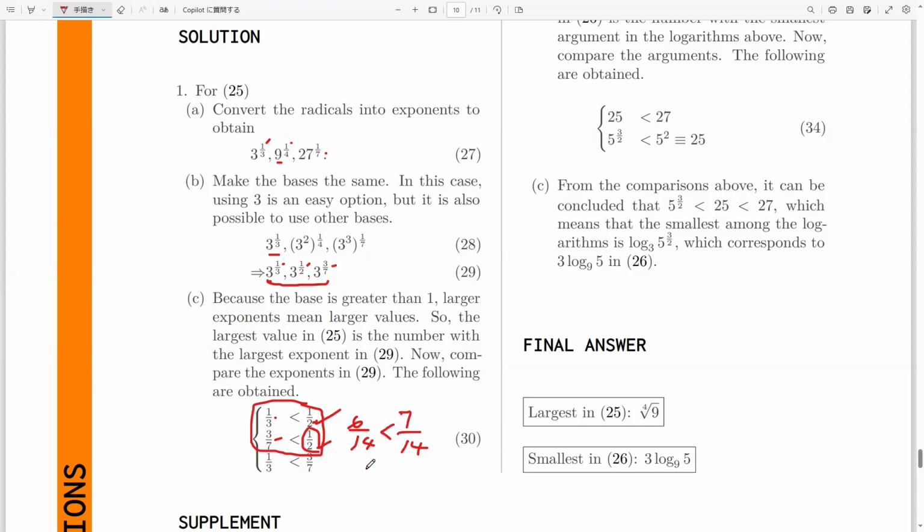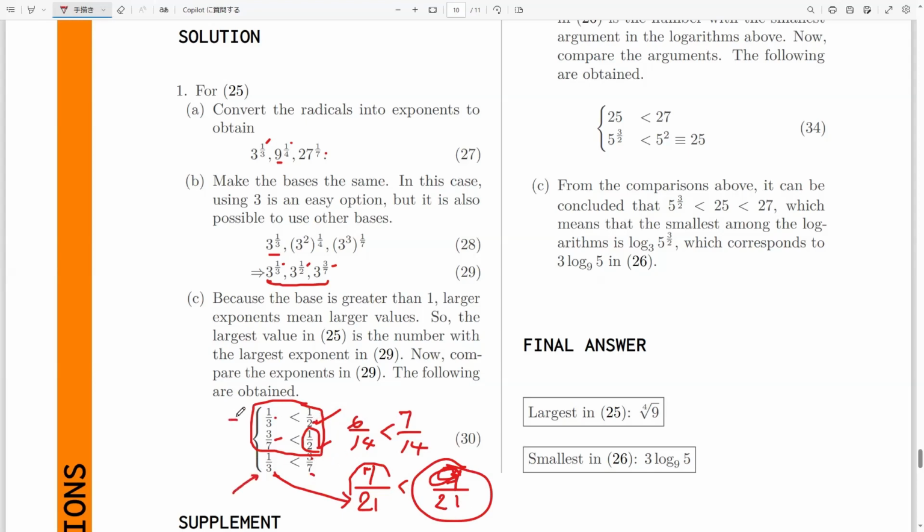Again, we do the same thing here. The least common multiple is 21, so 1/3 becomes 7 over 21. And 3/7 becomes 9 over 21, because 3 times 3 is 9. So clearly, 9 over 21 is larger than 7 over 21.